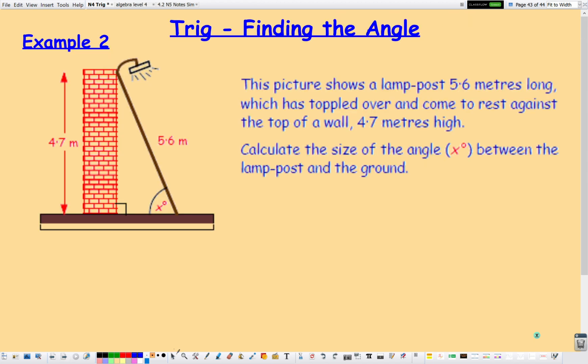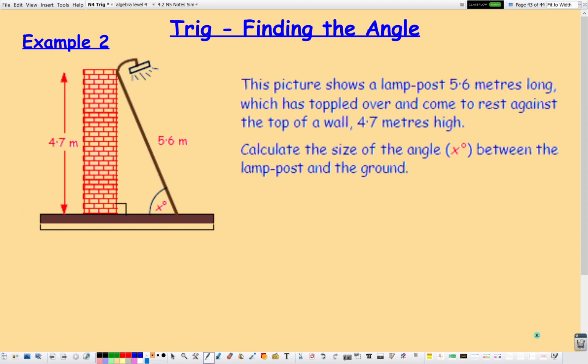So we've got this kind of real life example for our second example. We've got a picture which shows a lamppost 5.6 meters long. As you can see, that distance is 5.6 meters. It's toppled over and come to rest against the top of a wall 4.7 meters high. Calculate the size of the angle between the lamppost and the ground.